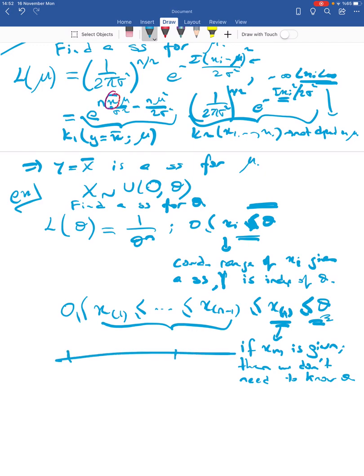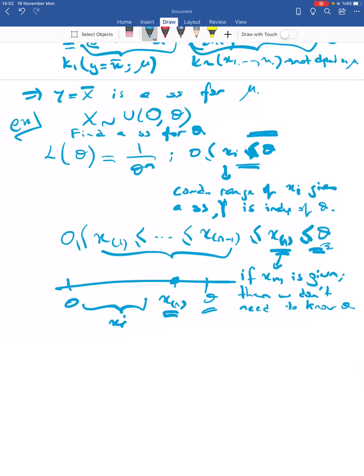Each value is here, 0 to xn, and theta is somewhere here. If I know this, I know that all the other xi values lie in this range. So the conditional range of xi with this knowledge does not depend on theta. So this should be my sufficient statistic for theta. But I have to write my likelihood function as a multiplication of k1 and k2, because I am using the Neyman factorization theorem.